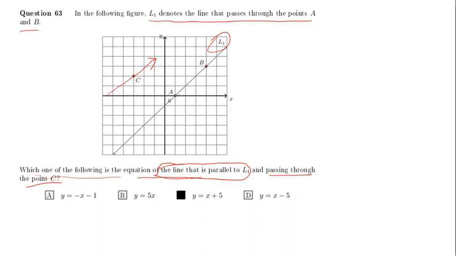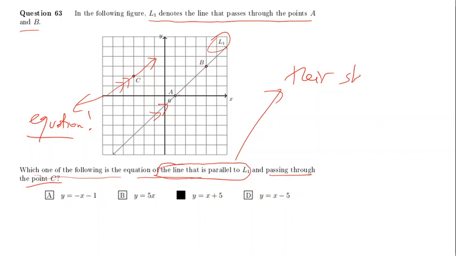Now they are parallel, and we want to get this equation here. How can you get the equation? First, they are parallel, so their slopes are the same. So what is the slope of L1?